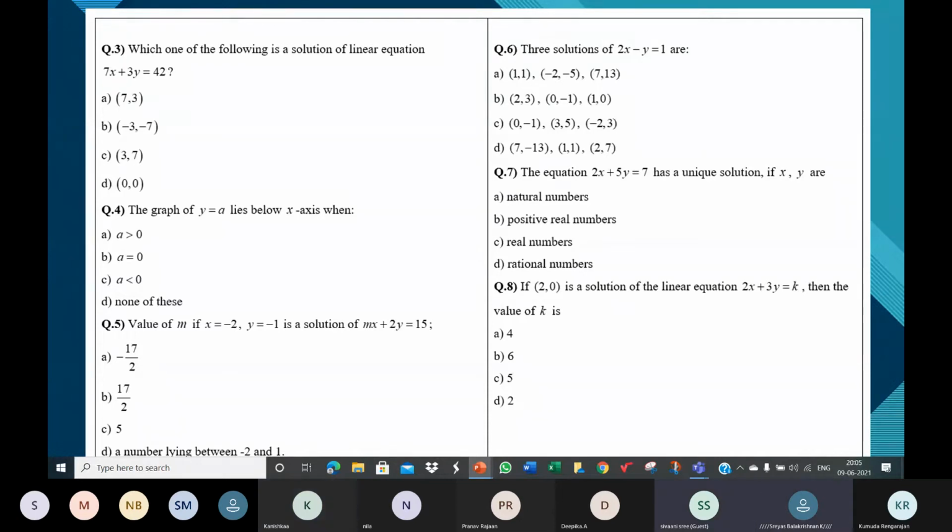Yes, ma'am. Okay. So the graph of y is equal to a is a line parallel to the x-axis. If it lies below the x-axis, then the value of a is less than 0, because it's on the negative side. A less than 0 means the value of a is negative.